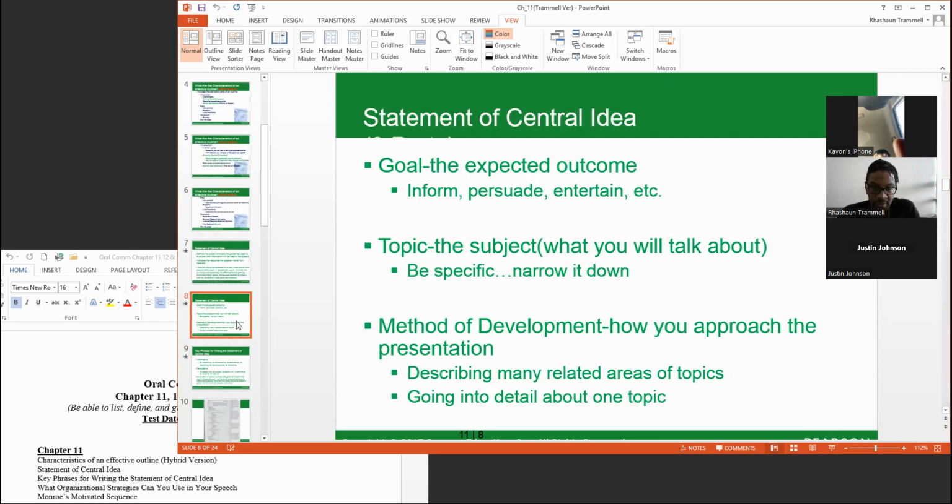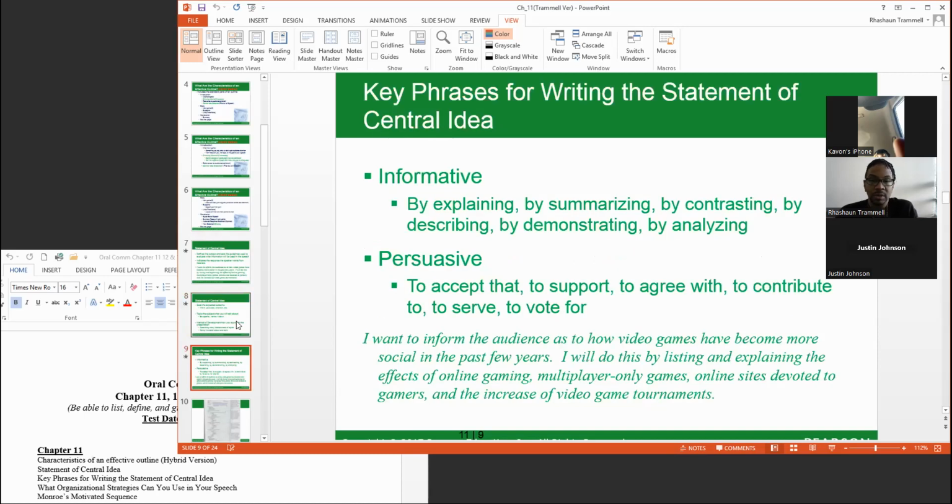Your method of development, you can say either I'm going to do it by listing or by describing. Oh, wait, let me show you. There are some words in writing the central idea statement that you can use. For informative, you can say by explaining, or by demonstrating, or by analyzing. For persuasive, you want people to serve, to vote for, to support, or to agree with. So those are some of the statements that you may need to borrow next time you're writing a central idea statement.